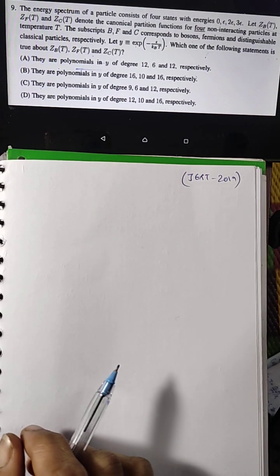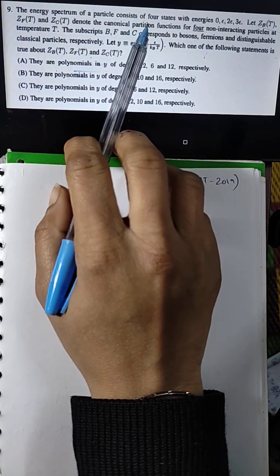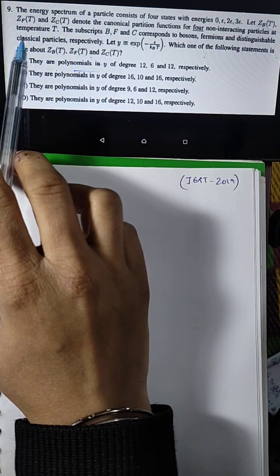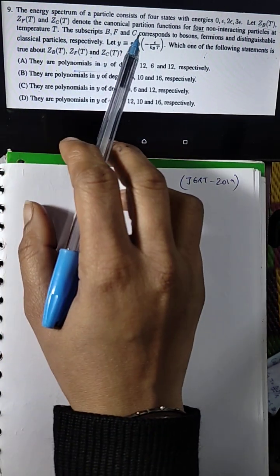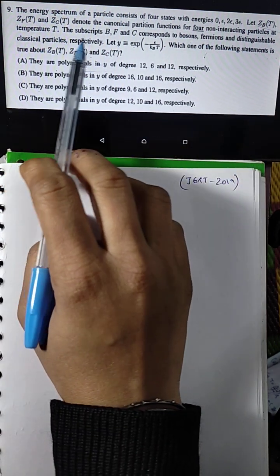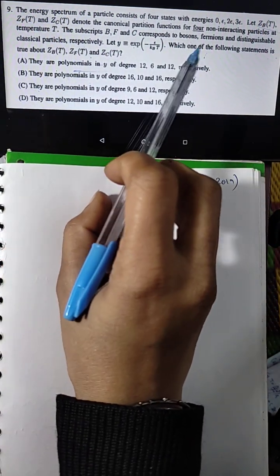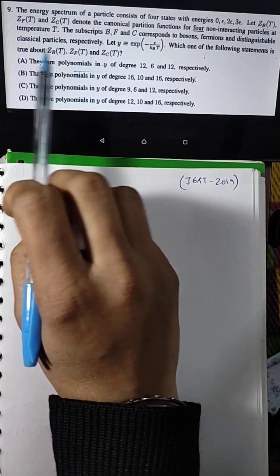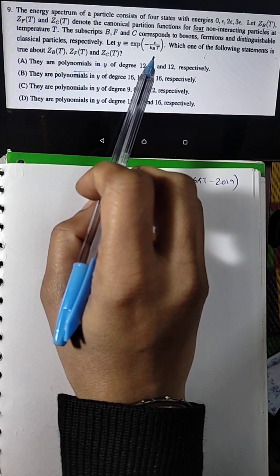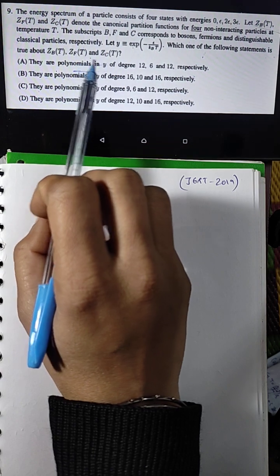This question is given in the JEST 2019 examination. The energy spectrum of a particle consists of 4 states with energies 0, E, 2E, 3E. Let Z_B(T), Z_F(T) and Z_C(T) denote the canonical partition functions for 4 non-interacting particles at temperature T. The subscripts B, F, C correspond to bosons, fermions and distinguishable classical particles respectively. Let y equal exponential of minus E by kT. Which one of the following statements is true about Z_B(T), Z_F(T) and Z_C(T)?